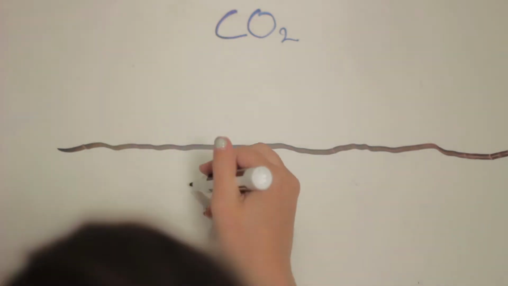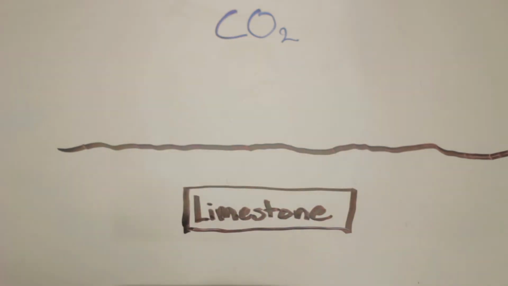The next step in the pathway of carbon is sedimentation and burial. Over a long period of time, some carbon is converted into calcium carbonate, which is later turned into limestone. This is the slow part of the carbon cycle.